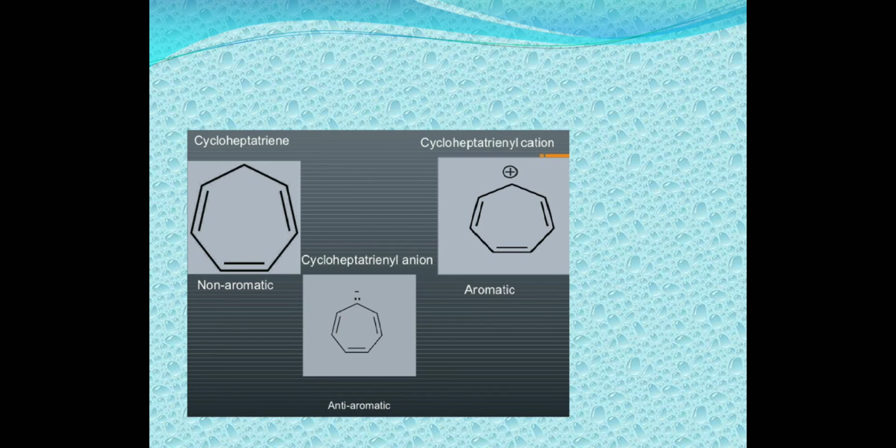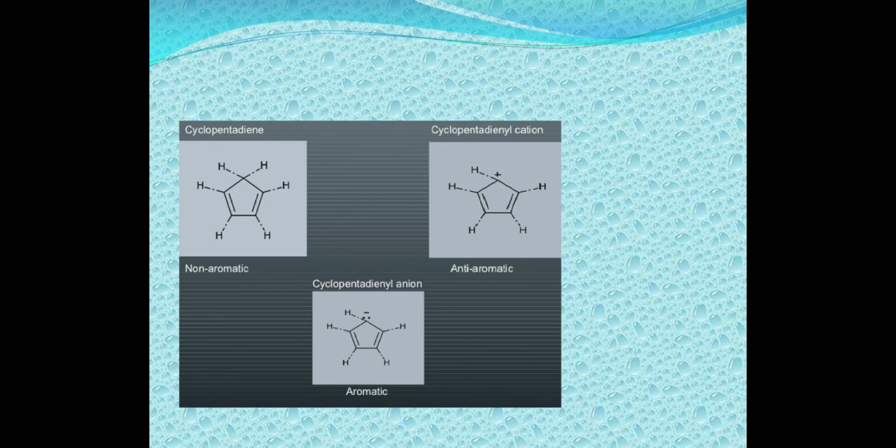If we consider the stability of these 3 compounds, the aromatic compounds are the most stable. That is why the cycloheptatrienyl cation will be the most stable, whereas anti-aromatic compounds are the least stable, even less stable than the non-aromatic compound. That is why the cycloheptatrienyl anion will be the least stable compound.